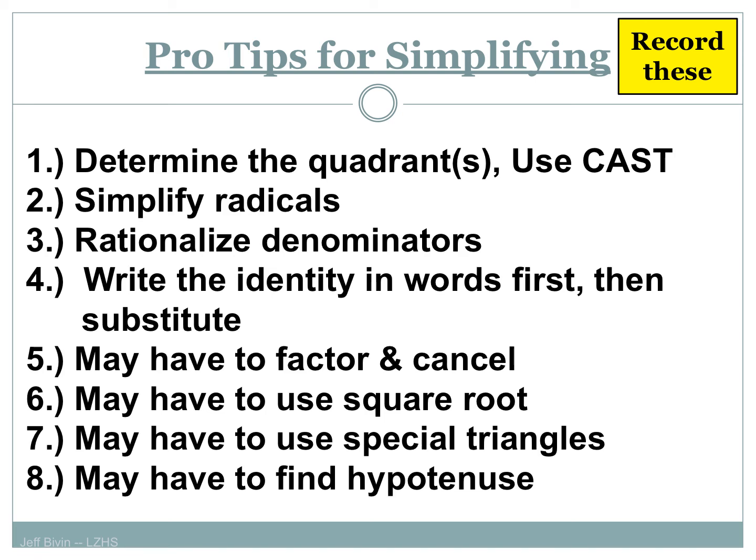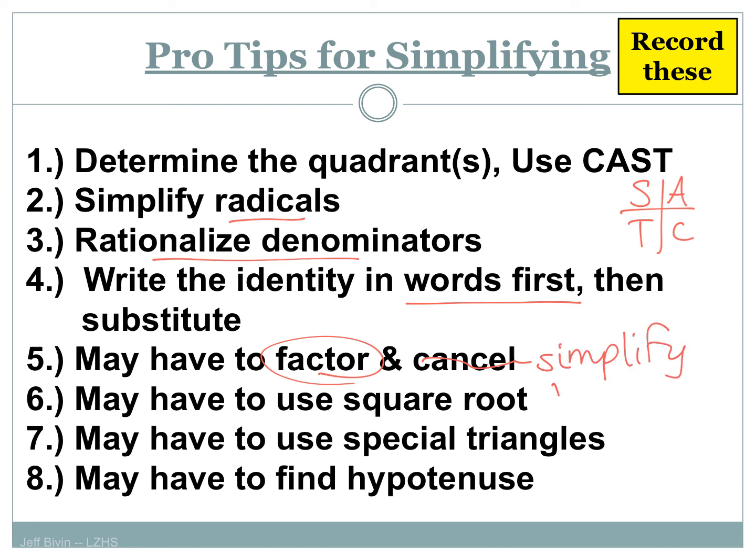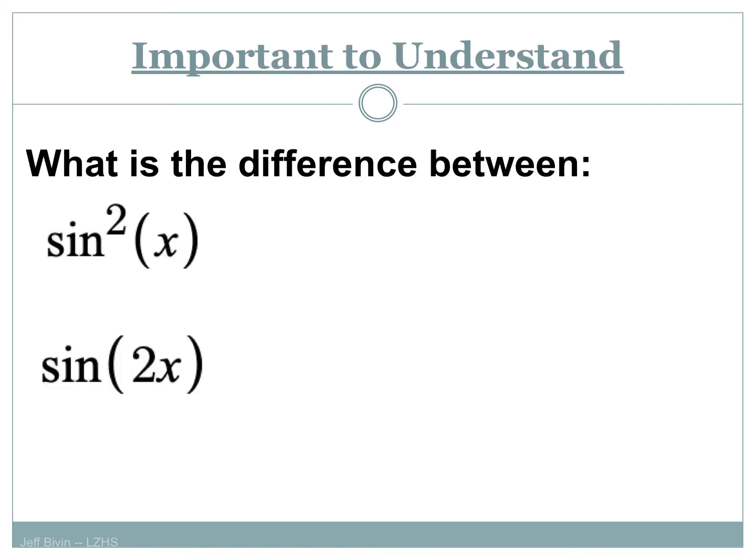So some tips as we start to simplify. Remember to determine the quadrant. We can use this little thing to determine if they are positive or negative. Simplify all of your radicals, rationalize your denominators. Write the identities in words first and then substitute. We may have to factor and then cancel. We may have to take a square root, so we'll remember the plus or minus. We may have to use our special right triangles, 30-60-90s and 45s. We'll see those along the way. And you may have to find the hypotenuse using the Pythagorean theorem.